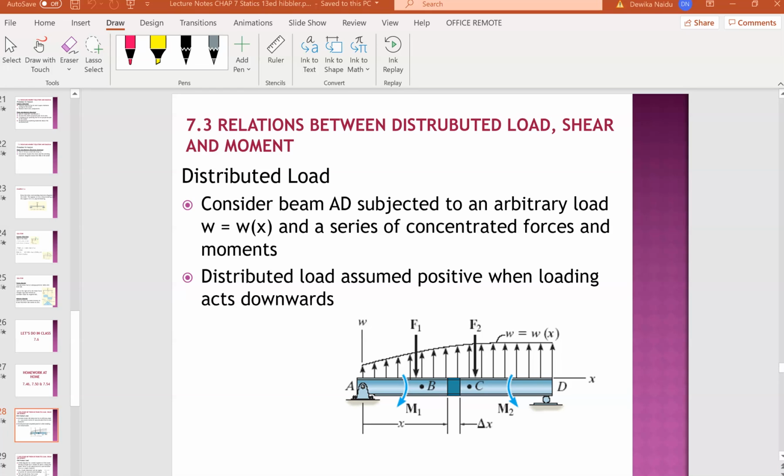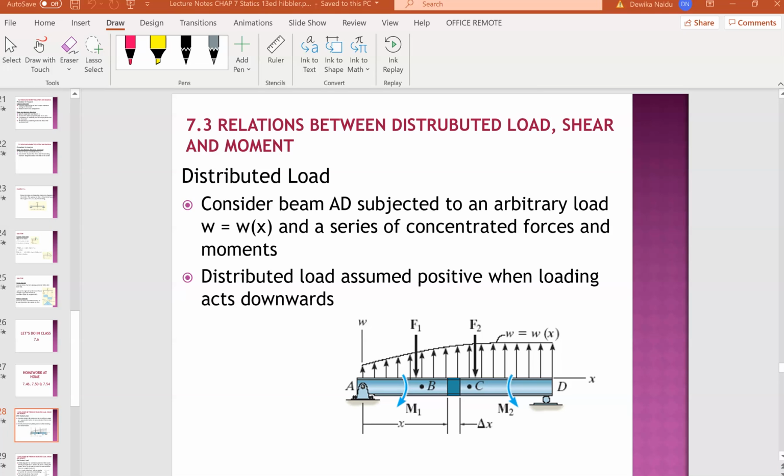Hi, welcome back. I'm in chapter 7.3, Relations between Distributed Load, Shear and Moment, from page 373 of the textbook itself. This topic is a summary of 7.2. It's more of a way to check your answer in 7.2, whether the graph that you've plotted is correct or not. It's like a shortcut method.